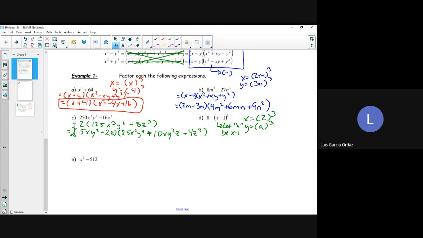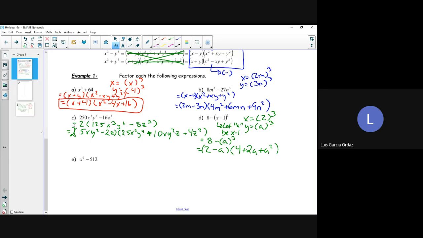It just makes it easier to work with so that we're not working with a lot of variables all at the same time. So again, this is going to be a difference of cubes. So we're left with 8 minus a to the 3. And we know our x is 2 and our y is a. And then we just follow the formula. So we get 2 squared, or 4, plus 2a plus a squared.